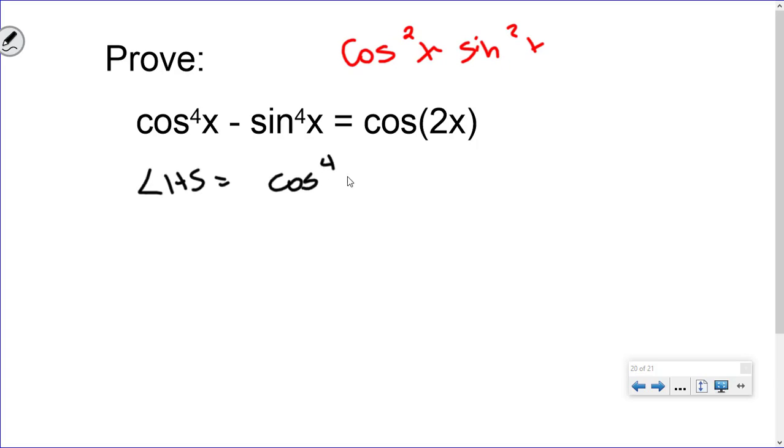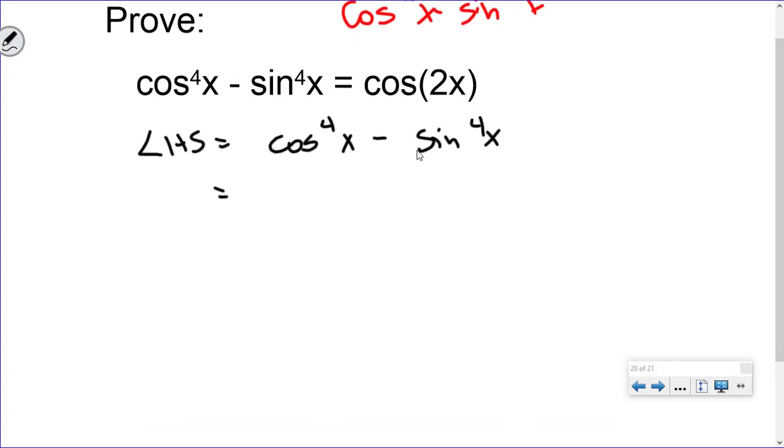So cosine to the fourth x minus sine to the fourth x. All right, so what are we going to do? Do you have to rewrite everything? You should. If you're going to start with the left-hand side, I want to see that the left-hand side is this. It's not like I can't follow your work if you didn't, but it's just good practice, I guess.